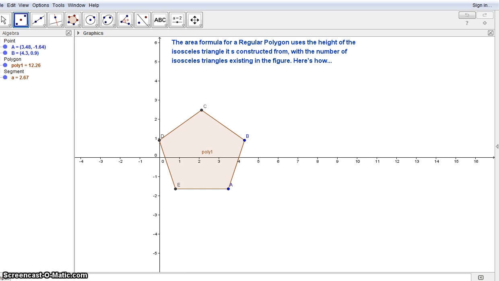We can estimate the area of this pentagon. It has a width of about 4.5. It has a height of about 4.5. So, the area is going to be around 16 units. But that isn't an exact area.